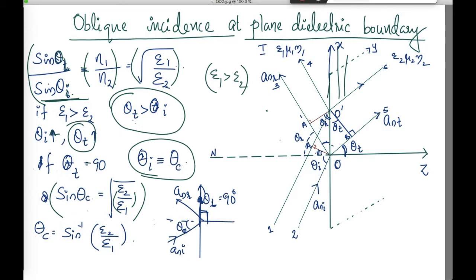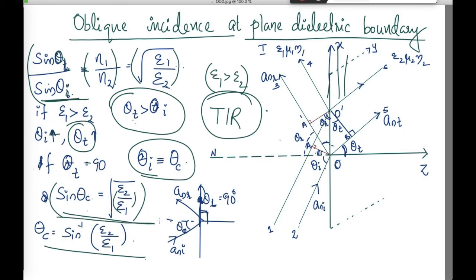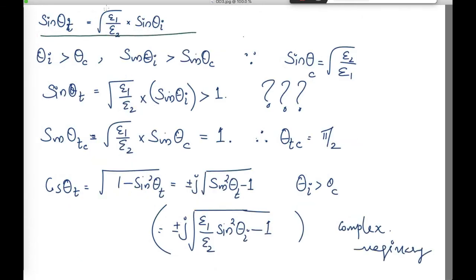When theta i is greater than this theta c, we can see that theta t becomes greater than 90 degrees, which means that it comes back to medium 1, and what we call total internal reflection, that is known to us. So this critical angle at which the transmitted ray is grazing along the boundary is called the critical angle, above which if the incident angle increases, the transmitted ray comes back to the first medium, and we say that you have total internal reflection. Rewriting it, sine theta t can be written as root of epsilon 1 by epsilon 2 into sine theta i. This is actually the basic Snell's law.